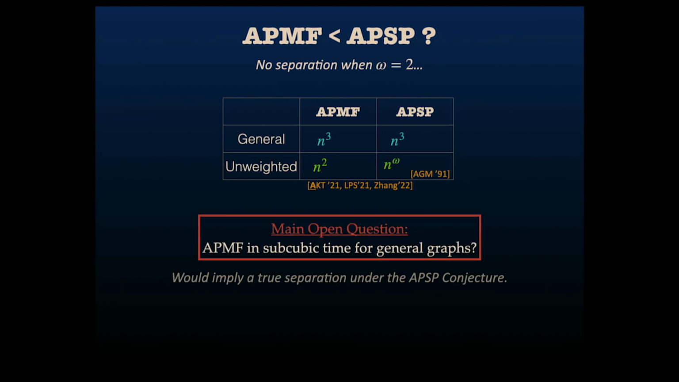But then, for weighted graphs, if you solve all pairs max flow faster, then this is a proper separation because we have this conjecture, right? APSP is not in subcubic time. This is a conjecture that the experts somehow believe in, in the sense that we don't have any kind of line of attack that would make it subcubic.